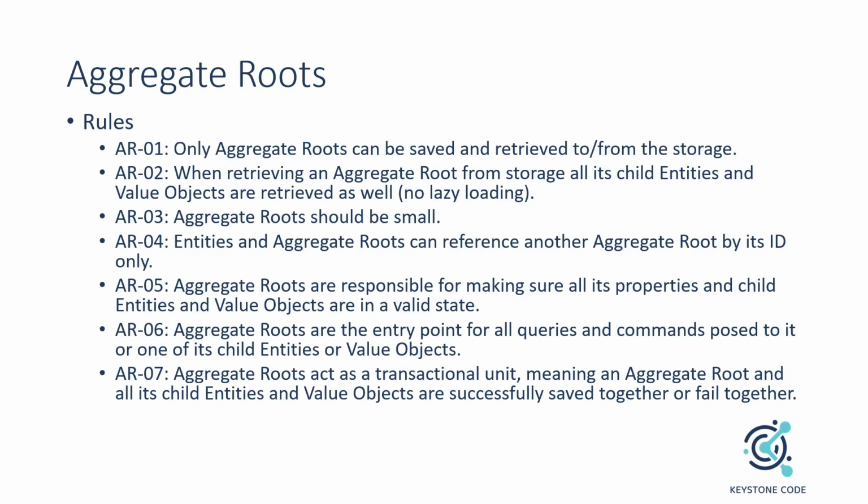Aggregate roots, rule number five, are responsible for making sure all of its properties and child entities and value objects are in a valid state. So if we're about to send an aggregate root off to the database to be saved, we want to make sure that it's in a valid state so that we don't store an invalid object in the database. The aggregate root is the one responsible for that. I should be able to ask the aggregate root, are you valid? And it should know not only whether its properties are valid, but all of the child entities and so forth that make it up. So it is responsible for the validity of the entire tree structure.